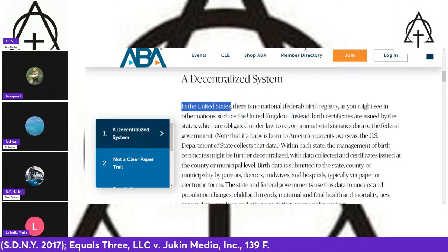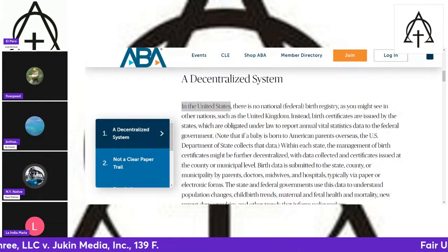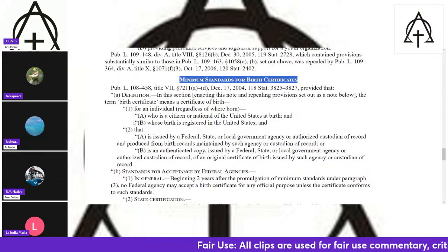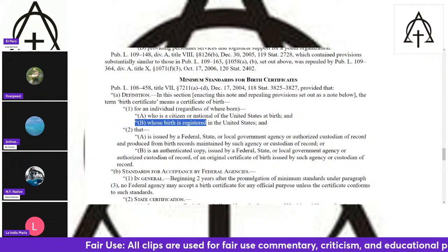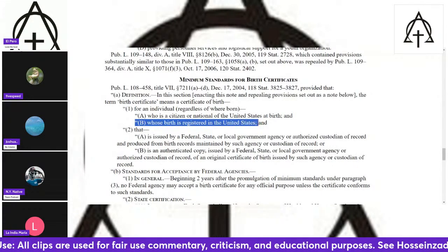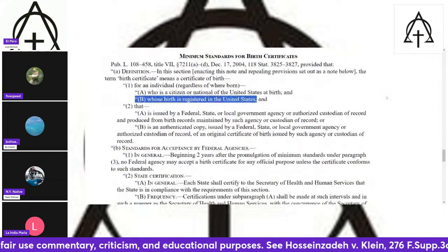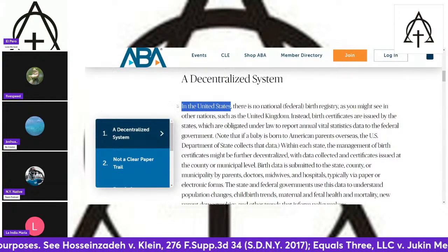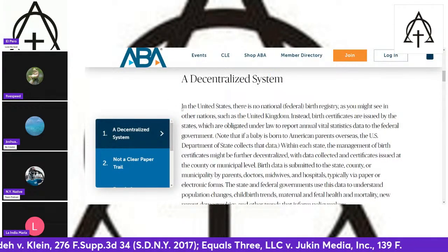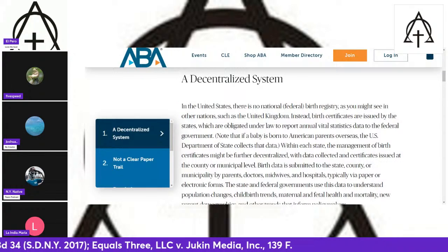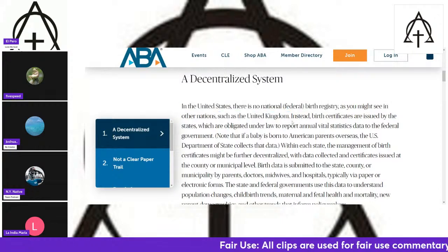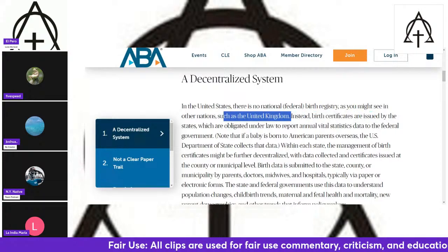In the United States. Read again, folks. Let me go back. B, minimum standards for birth certificates. B, whose birth is registered in the United States. American Bar Association, a decentralized system. In the United States, there is no national federal birth registry, as you might see in other nations, such as the United Kingdom. Instead, birth certificates are issued by the states.